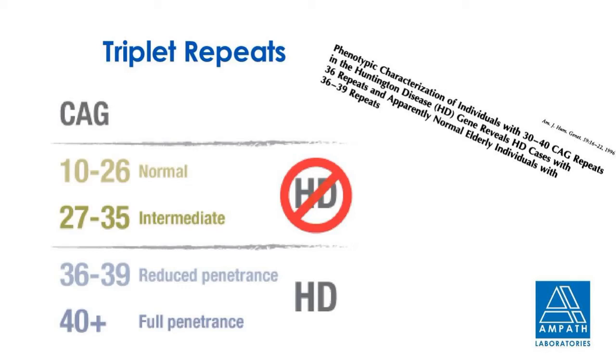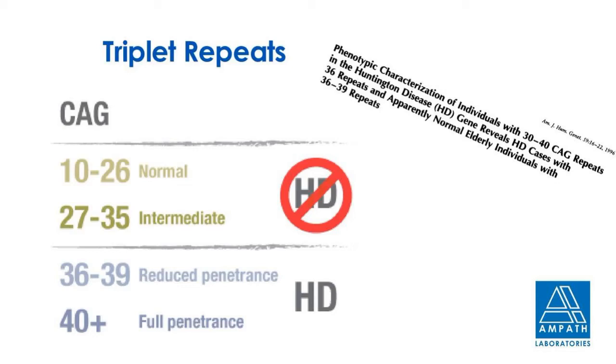However, we know that for a number of repeats in the intermediate range, this has the potential to increase through generations. So if you would look at the repeat number in the next generation or even 2 generations later, we may have had an increase in the number of repeats in that particular region. For someone who's got repeats in the 36 to 39 range, we call this reduced penetrance.